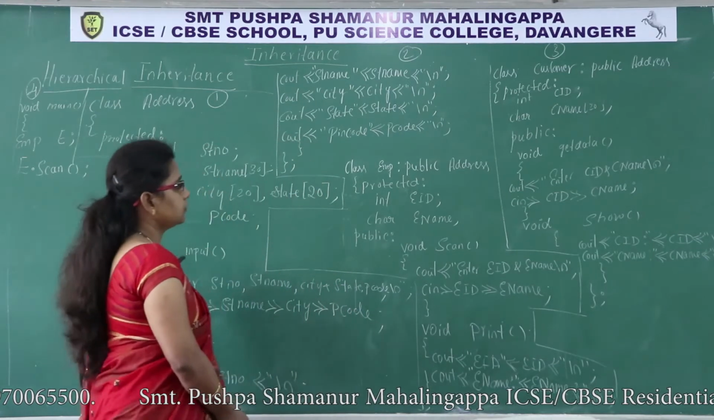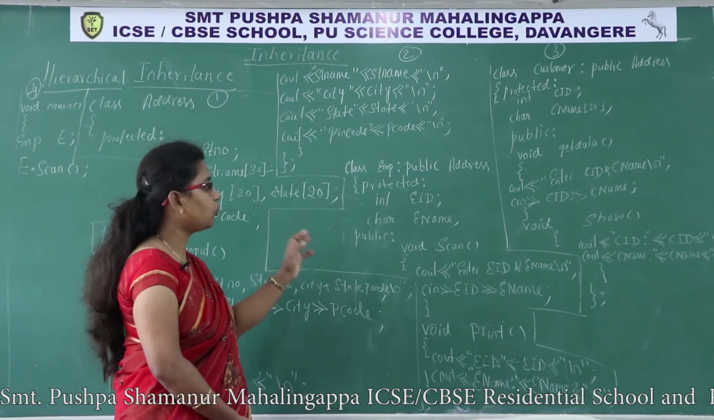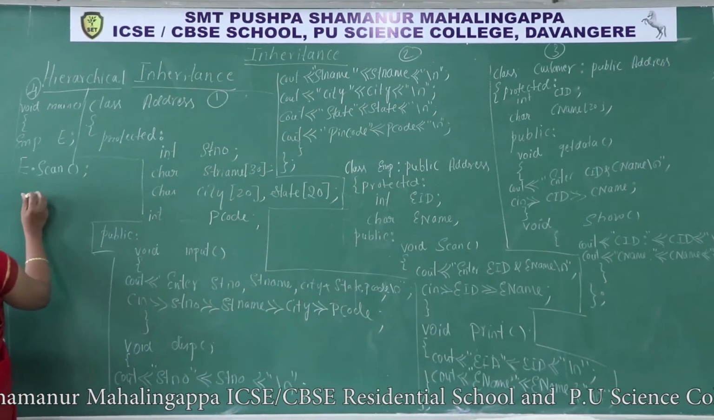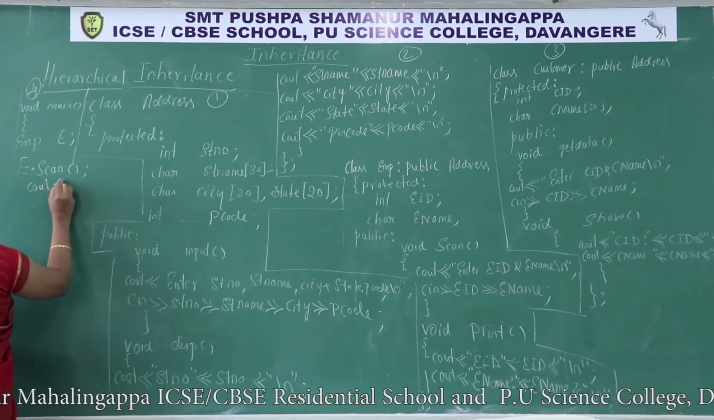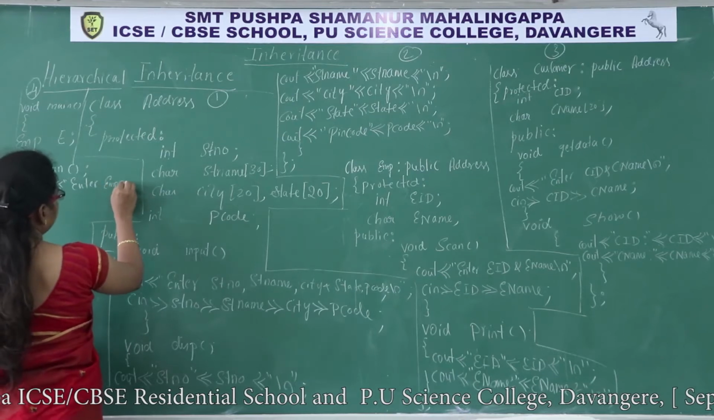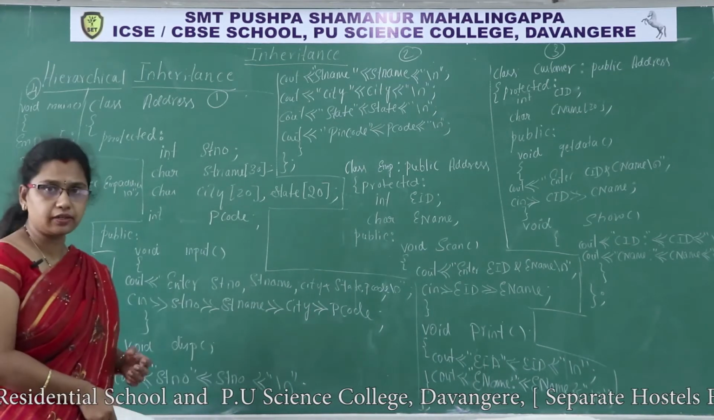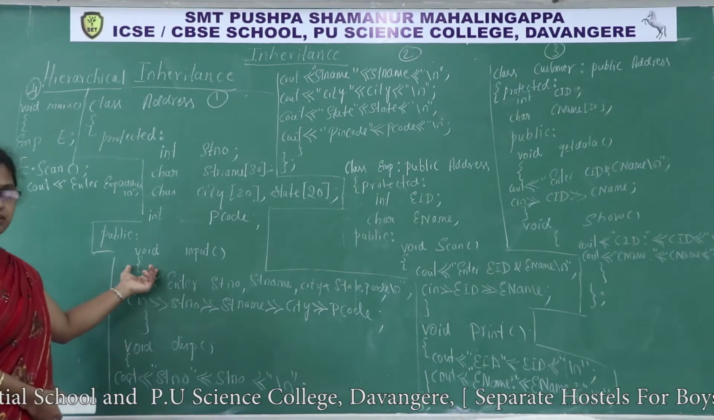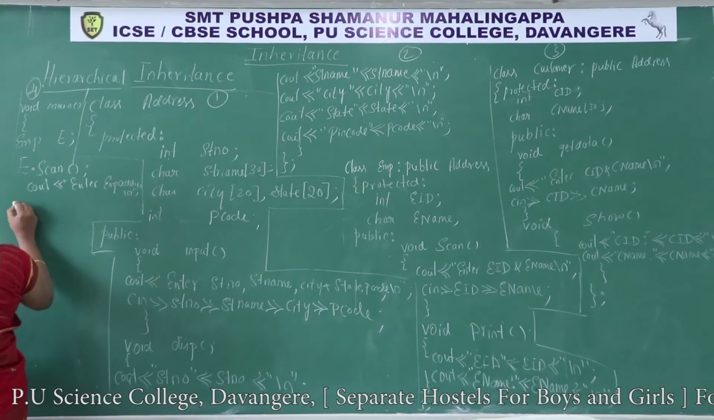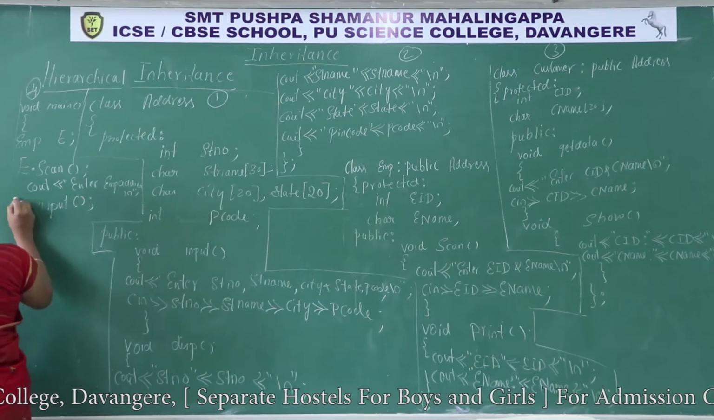Okay, now using the scan function we have read data for employee ID and employee name. Now I want to read the address for the employee. I'll write here cout, "Enter employee address." In order to read the employee address, there is the input function, which is already inherited to the derived class. Now I have to call e dot input, open close parenthesis.